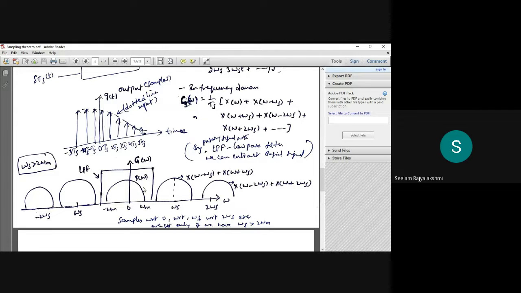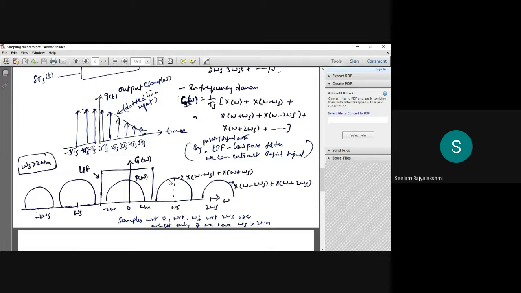Here we can see the first term, this is X of omega, and this is G of omega. The second term is X of omega minus omega s, this one at omega s center line, and this is X of omega minus omega s plus X of omega plus omega s. And the third term is X of omega minus 2 omega s plus X of omega plus 2 omega s.